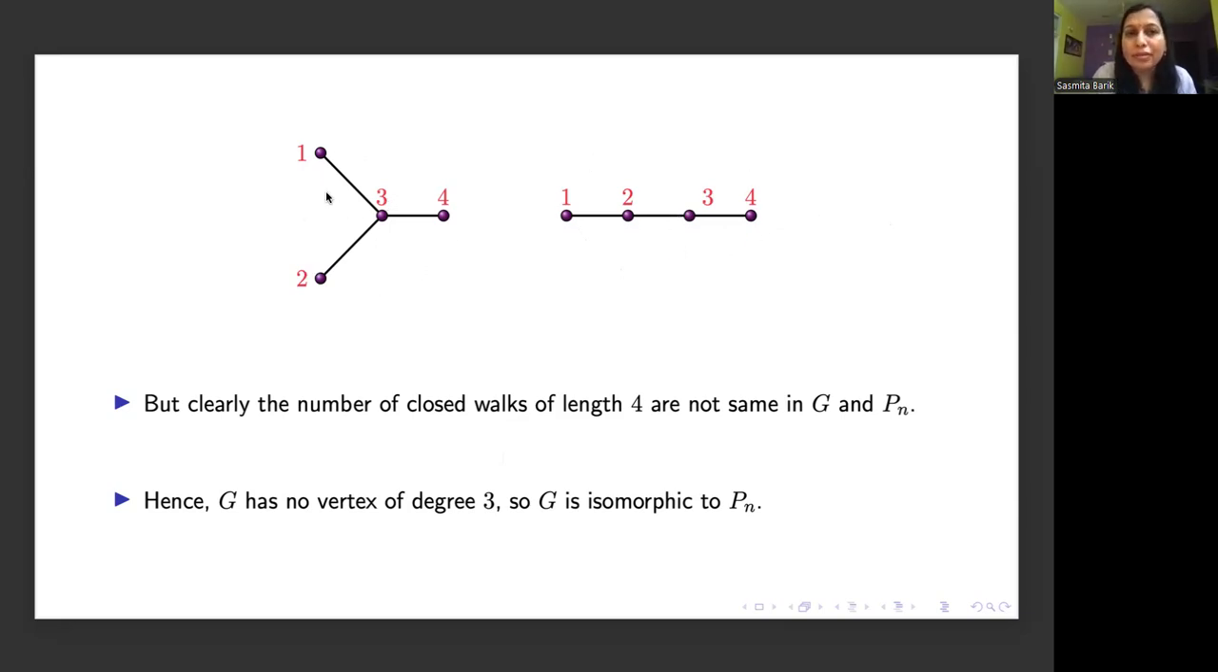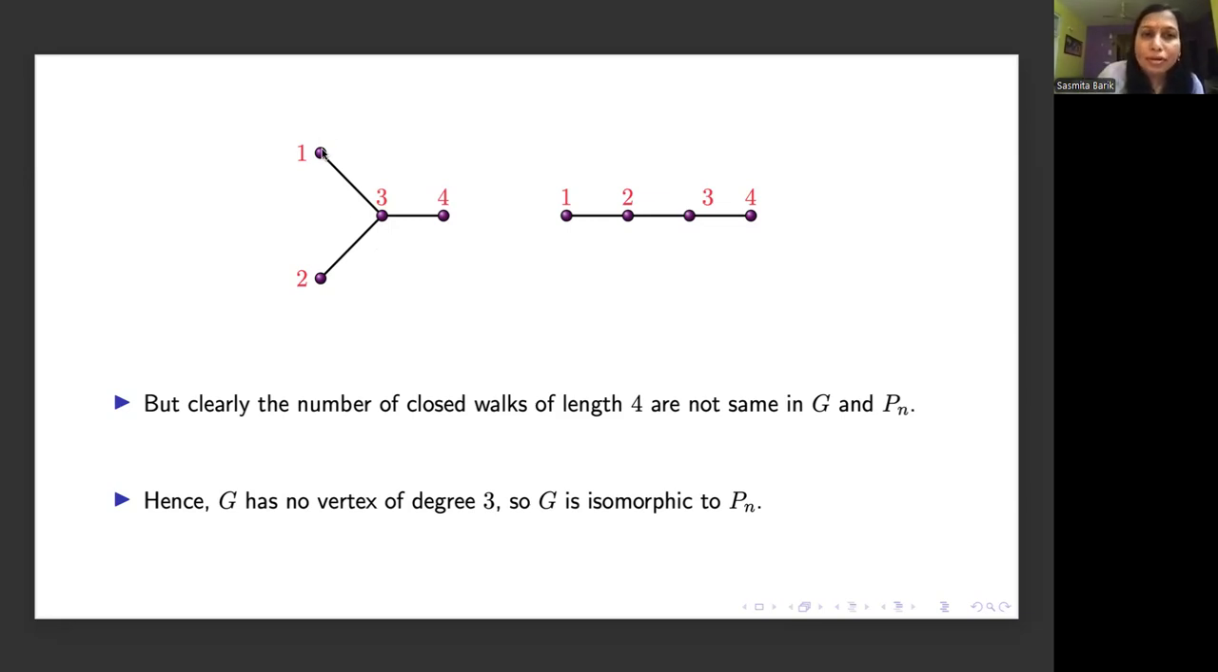So in G you have a situation like this, meaning you have a subgraph which is a star of order 4, and in the path you consider this part of the path. Okay, just take 4 vertices. Now if I calculate the number of closed walks of length 4, then the rest part will give me the same for both the graphs. But here, let me just calculate the closed walks of length 4.